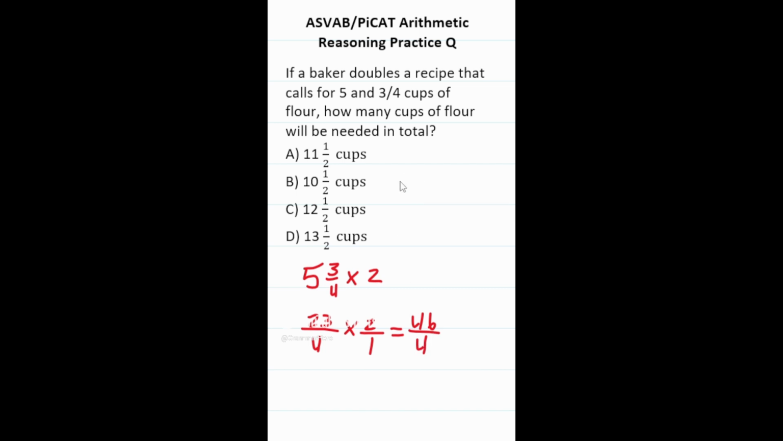Let's convert this back to a mixed number via long division. 46 divided by 4. 4 goes into 46 11 times without going over. That's going to be 44. 46 minus 44 is 2. So let's write this as our mixed number. This 11 is going to be our whole number. This 2 is going to be our numerator, and this 4 is going to be our denominator. 11 2/4 is the same thing as 11 1/2, which is answer choice A.